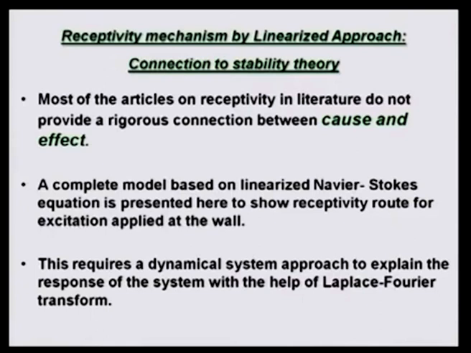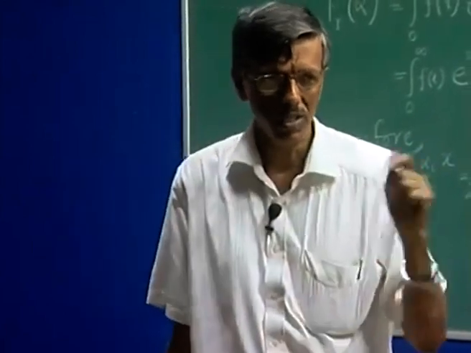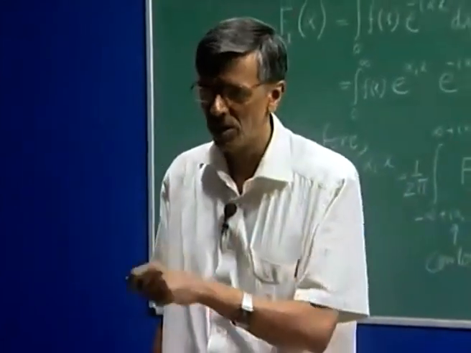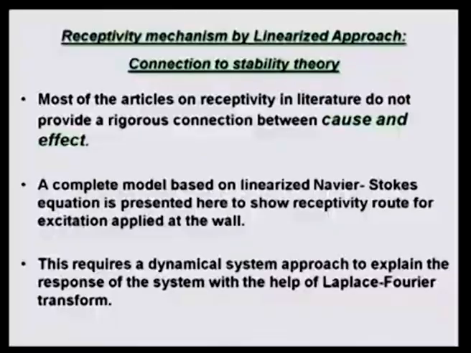We can do many things. We will start off with the simplest possible way of looking at the linearized Navier-Stokes equation and show how the receptivity route for excitation applied at the wall creates TS waves. This approach of doing the problem is called a dynamical system approach. So, basically you have a fluid dynamical system that is like your black box. You have some input, you are noticing some output. Your task in a dynamical system approach is to relate this input with the output. That is what we do.